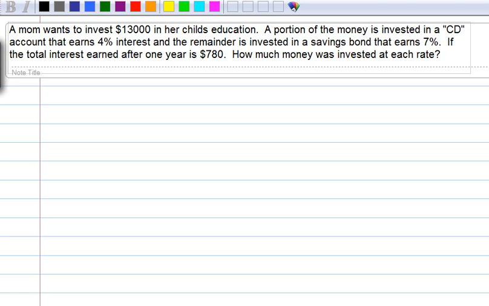This is Jennifer Martinez, and today I'm going to give you the solution to the following word problem. The best way to conquer a word problem is to actually read through the problem first. So let's go ahead and do that.